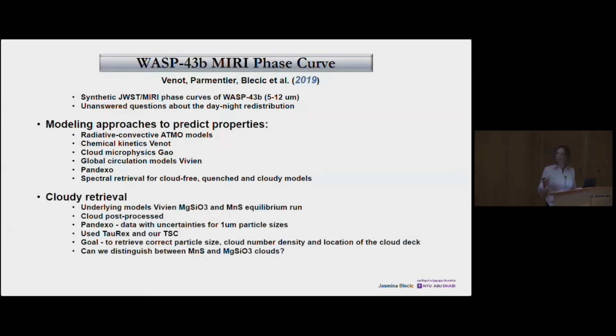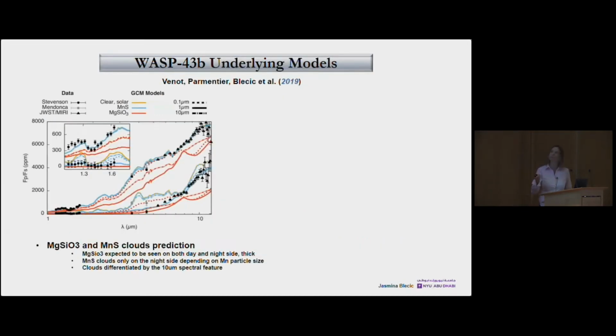My task here was to do the cloudy retrieval. As I said, I use Vivien's model with passive clouds for enstatite and MnS clouds. The data were produced with PandExo for the particle sizes of 1 micron. At the same time, we also asked our ex-group, Waldmann et al., to do the same exercise. And the goal was to retrieve the correct particle size, cloud number density, and location of the cloud deck. Also to see whether we can make a distinction between the MnS and magnesium silicate clouds.